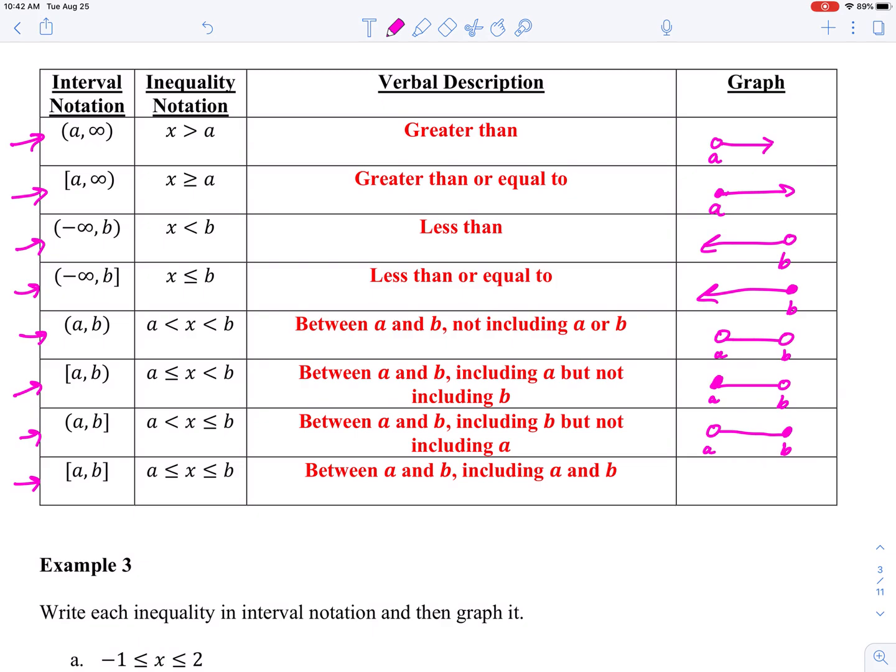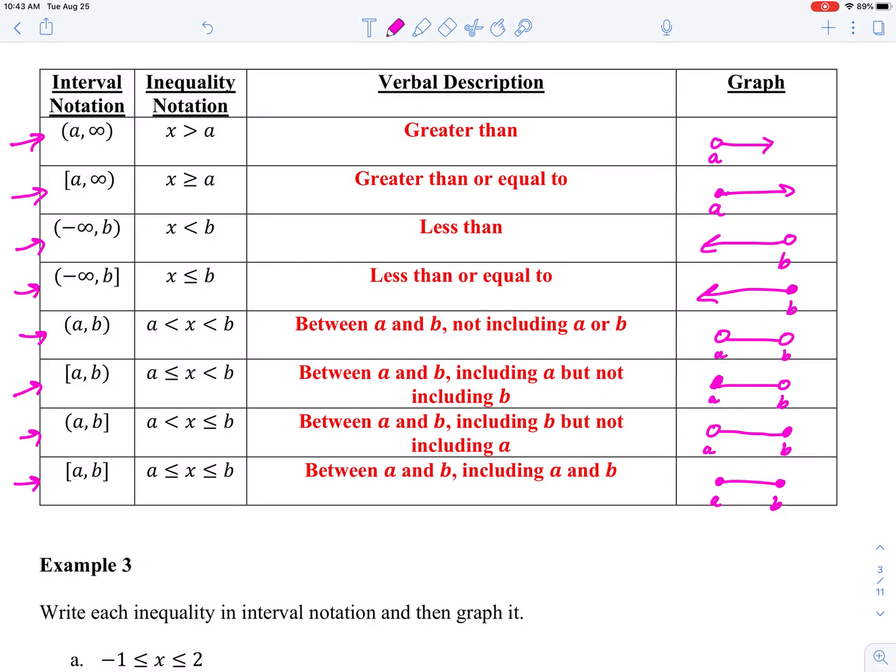Alright, finally last one here. Square brackets on both a and b. That means that we can include a and b. So a less than or equal to x, less than or equal to b, means between a and b and including a and b. And to draw that on the number line, solid dots at both a and b, and connect.